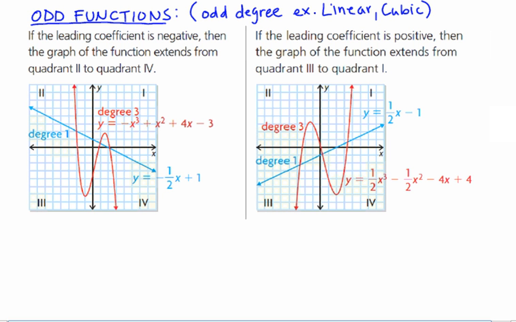Odd functions behave similarly, and even functions behave similarly. For odd, the leading coefficient is negative in this example for degree 1 and degree 3, and the graph will go from 2 to 4. So it ends up in 4. If it ends up in 1, it's a positive leading coefficient, going from 3 to 1.